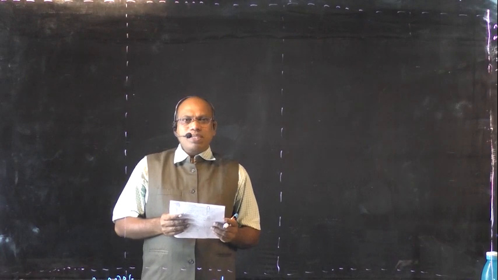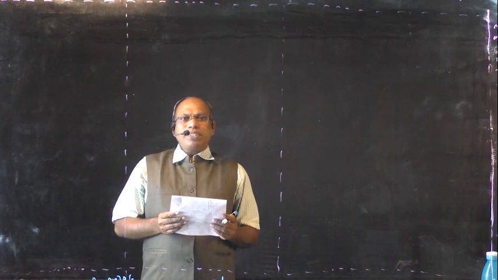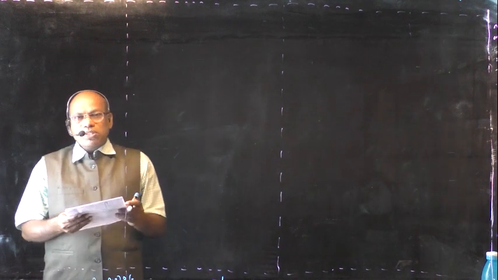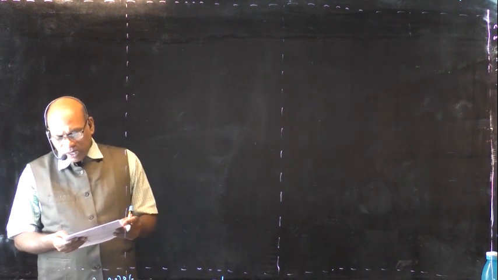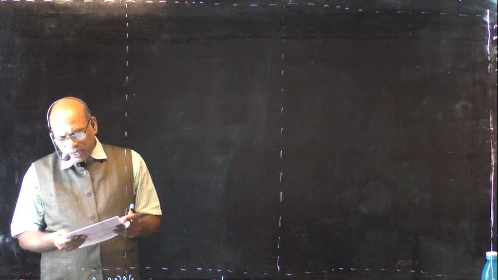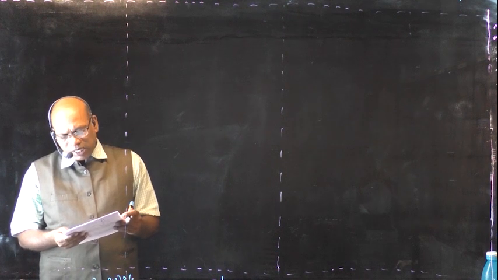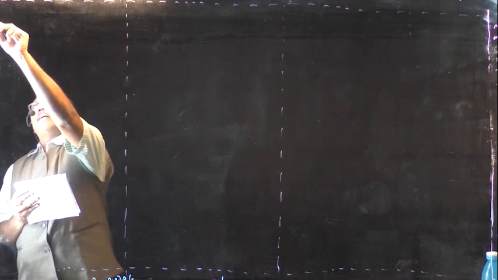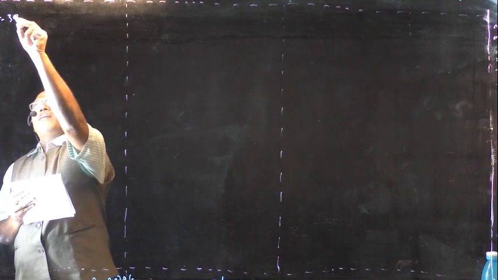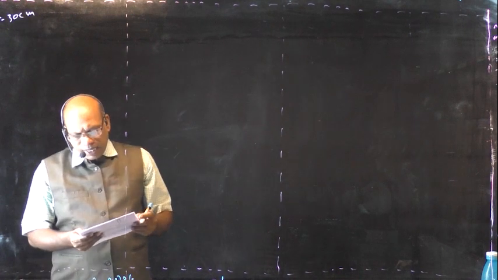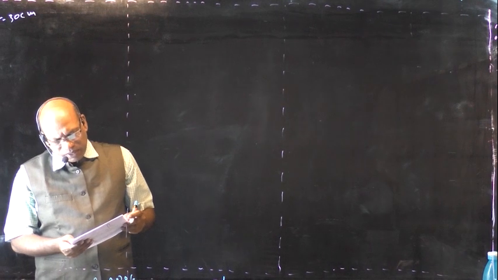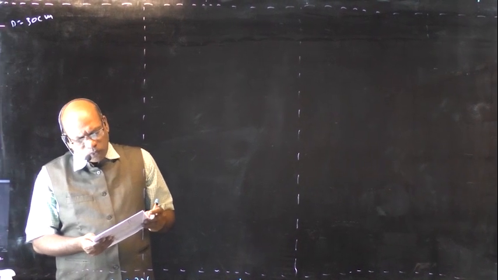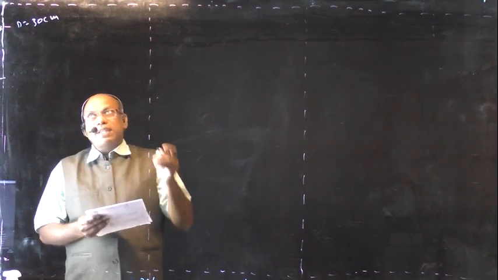Today we are going to discuss problems related to pressure measurements. Please note down the problem. A hydraulic press has a ram of 30 centimeters diameter and a plunger of 4.5 centimeters diameter.